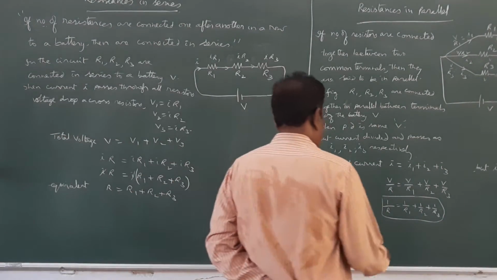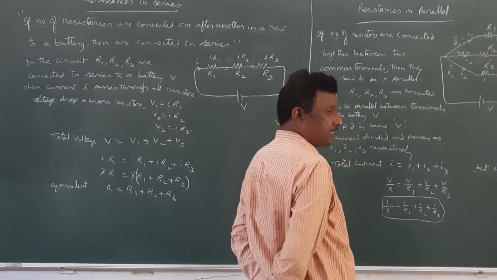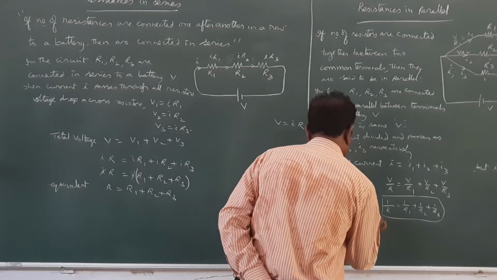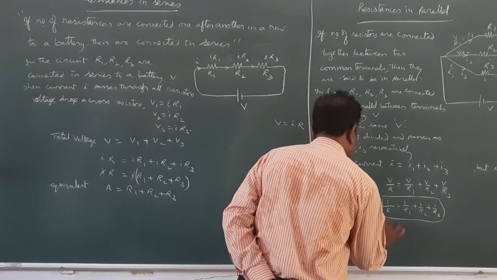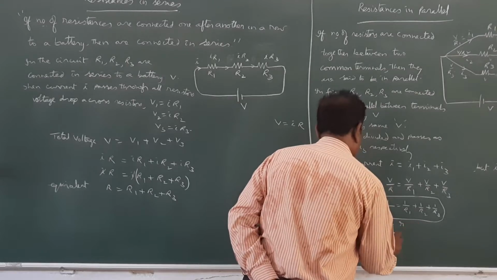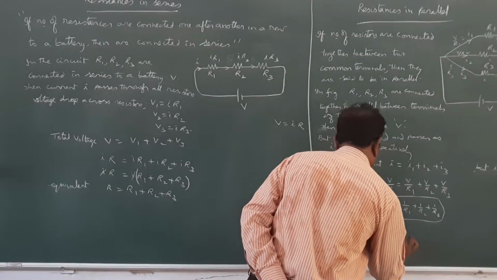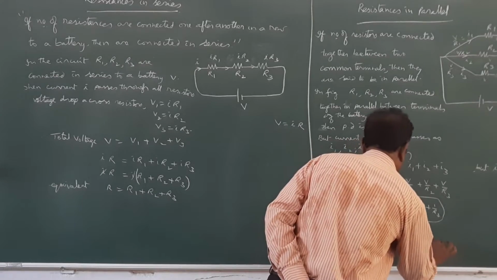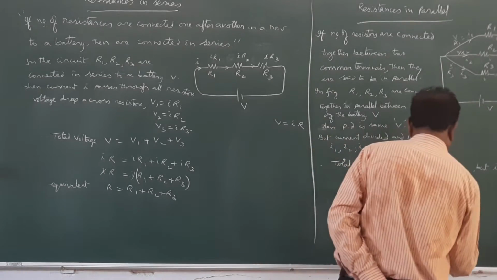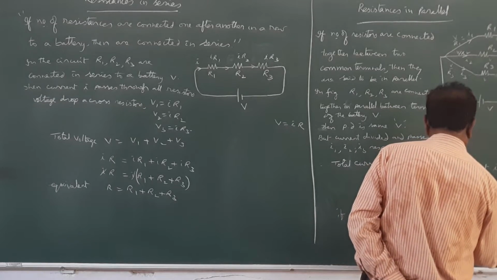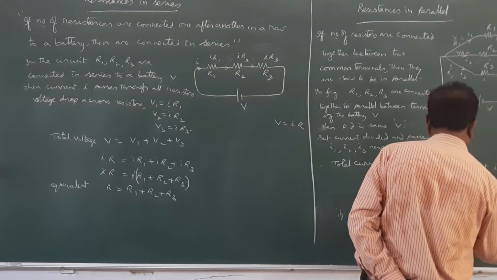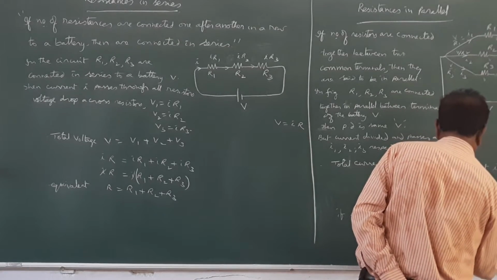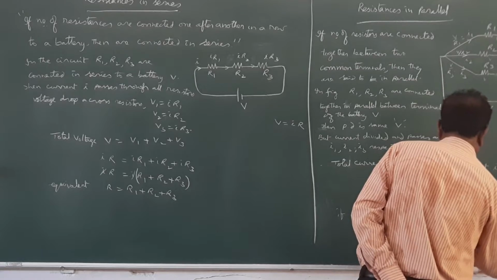Therefore, if a number of equal resistors are connected, then if R1 is equal to R2 is equal to R3 and so on, each equal to R, then 1 by R equivalent is equal to 1 by R plus 1 by R plus 1 by R and so on. Therefore, 1 by R equivalent is equal to N by R. Therefore, R equivalent is equal to R by N.